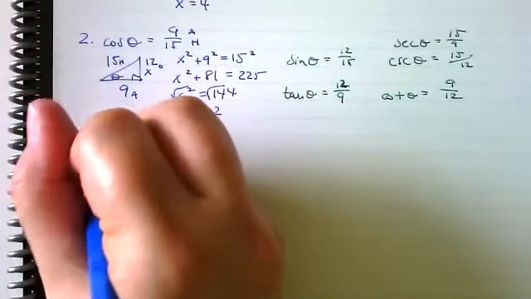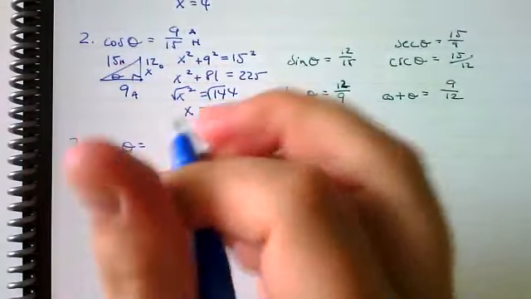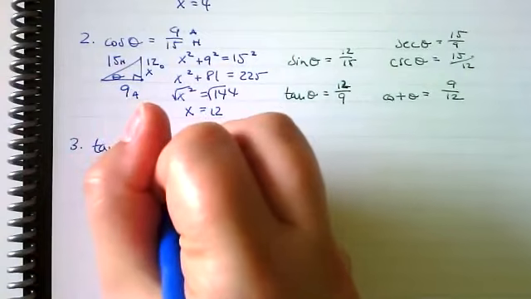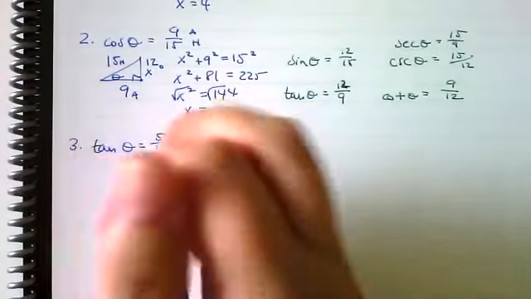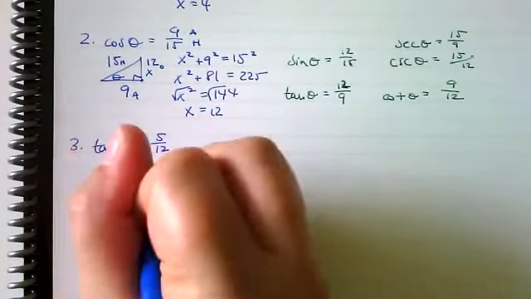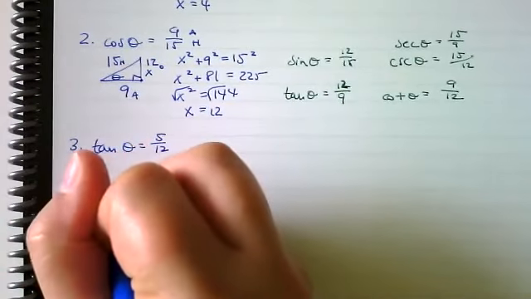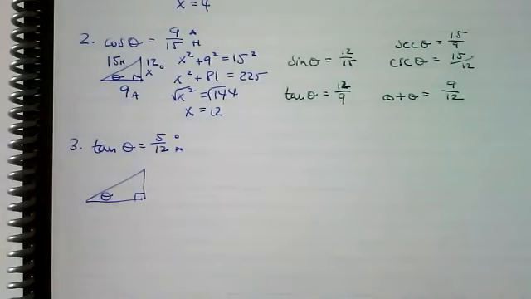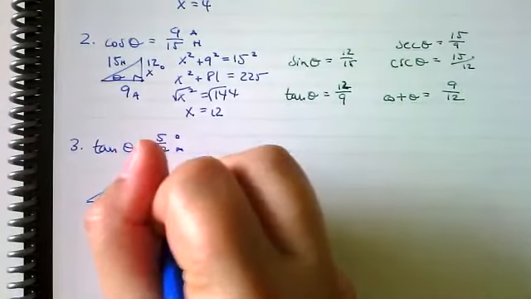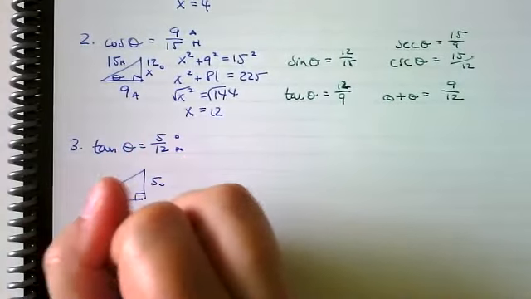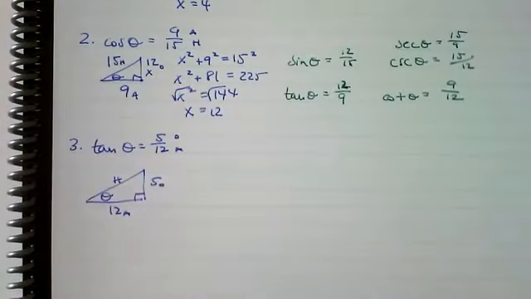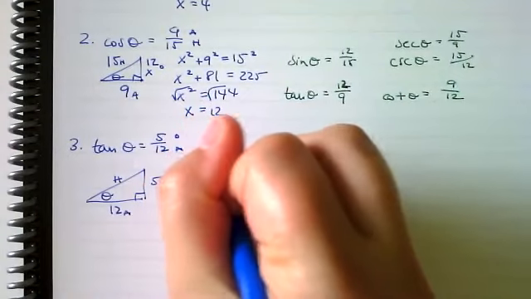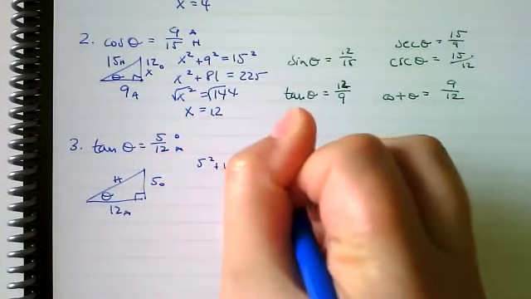So I've got tangent of theta equals 5/12. So again, set up your triangle. Tangent is our opposite over our adjacent. So I've got opposite over here. I've got adjacent on the bottom, and I'm missing my hypotenuse. So again, Pythagorean theorem, 5 squared plus 12 squared equals c squared.